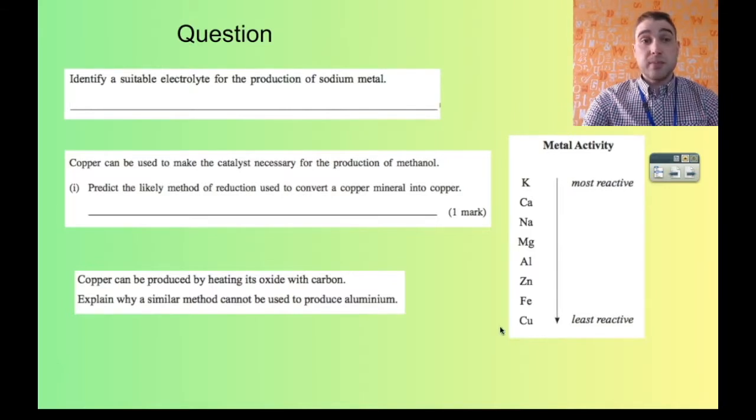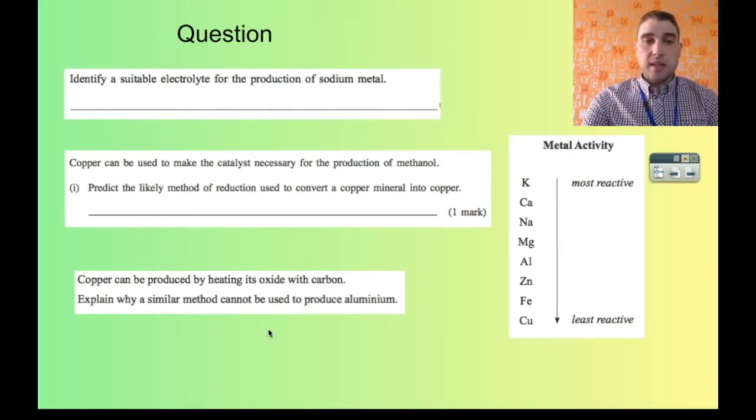Second question here says, copper can be used to make catalysts necessary for the production of methanol. Predict the likely method of reduction used to convert copper mineral into copper. If you look at our activity series, again we can see copper is right down the bottom of these metals listed. So that means we could use something like carbon or carbon monoxide as a reducing agent. In reality, what is used is a copper solution. Electrolysis of copper sulfate solution is used in industry to produce copper. So that's a likely method because it is the method that's used.